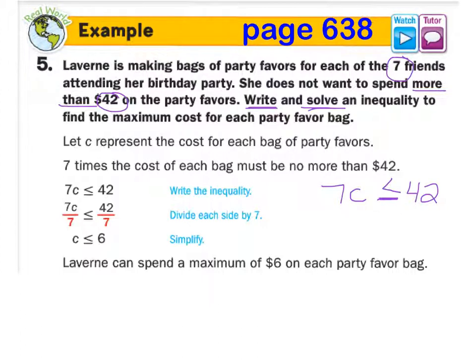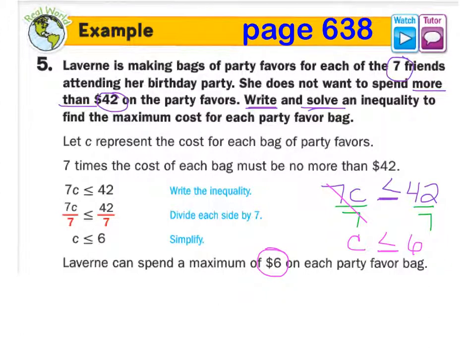So to solve it, I'm going to go ahead and divide by 7 on both sides because the 7 and the c are joined with multiplication. The 7's will cancel, leaving c is less than or equal to 6. So she can spend a maximum of $6 on each of her party bags.